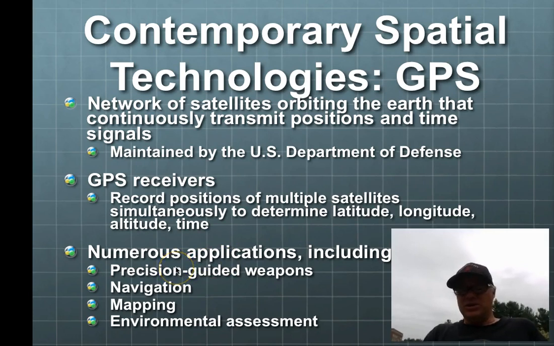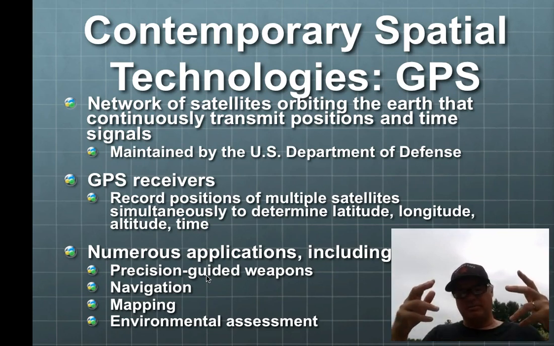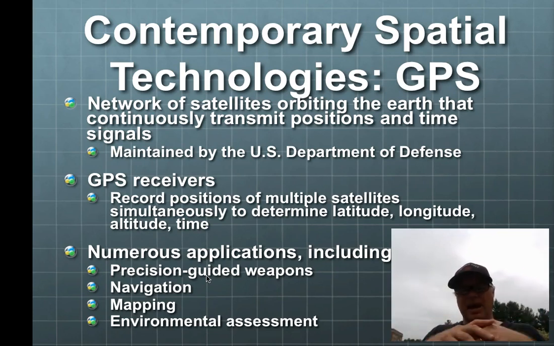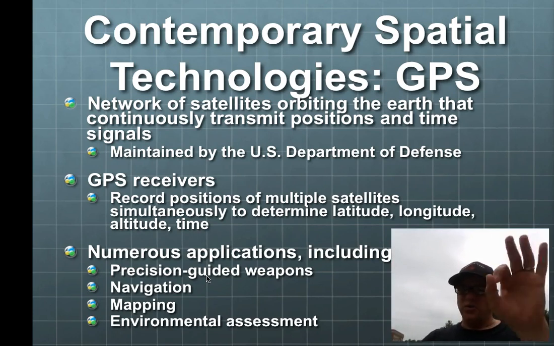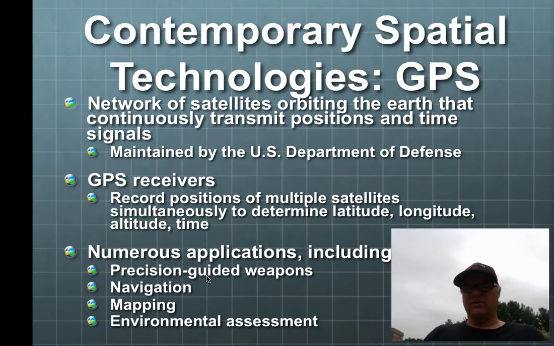These satellites were first put up by the military, and the idea was so that they could use them to know exactly where things were for precision-guided weapons and for navigating, mapping, and that kind of stuff. But now it's also really important for commercial and non-military mapping. It's also really important for environmental assessment, being able to see exactly what species exist where and being able to geocode and tag where particular things are found, that kind of stuff. And of course, also giving people directions, knowing where to go, etc.